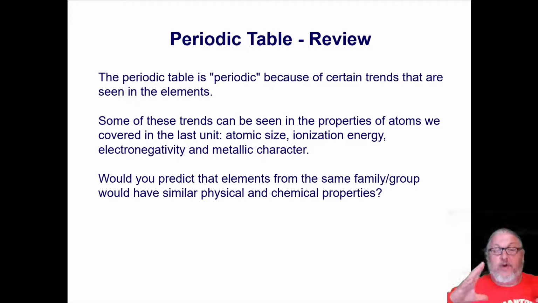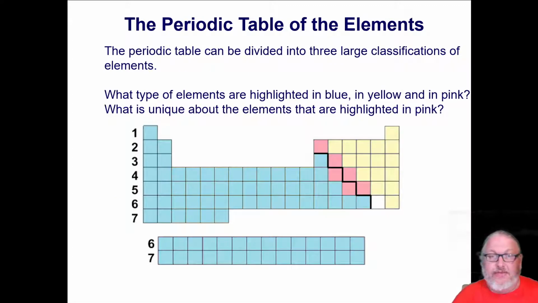Electronegativity is the attraction, due to Zeff, of an atom towards stealing another electron from another atom. And then, of course, the metallic character, or the willingness to give up an electron by an atom. So, would you predict that elements from the same group would have similar physical and chemical properties? We talked about that last unit, and they do. And now we're going to review why.